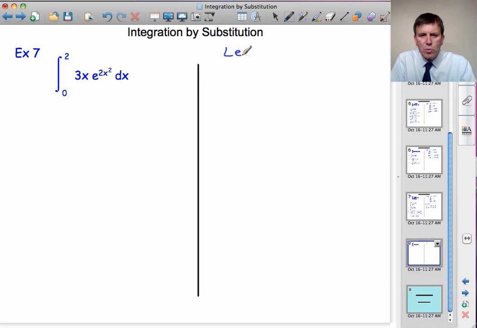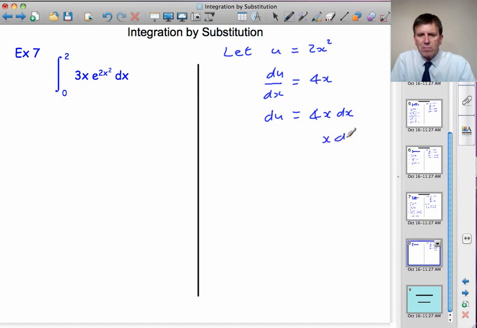So let u equal 2x squared. So du by dx is equal to 4x, which means du is equal to 4x dx. Now let's see if we can match this up with what we've got here. Here we've got 3x dx. So let's first of all get x dx by dividing by 4. So that will be 1/4 du. And then I could multiply that by 3, so I've got 3x dx is equal to 3/4 du.